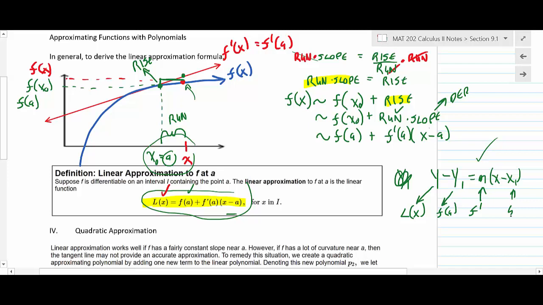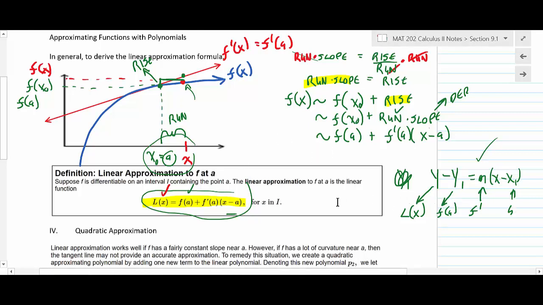Okay, now I want to give you some sort of a background for where this comes from. But we're going to be working with this formula and extending this onto what we call quadratic and cubic approximations in calculus, but that's the idea.